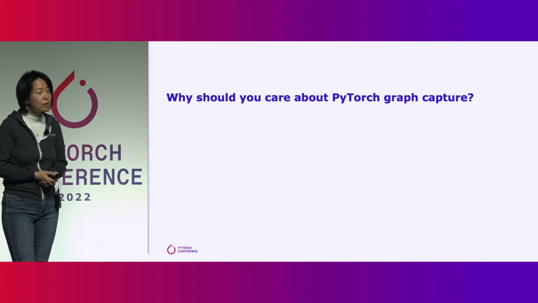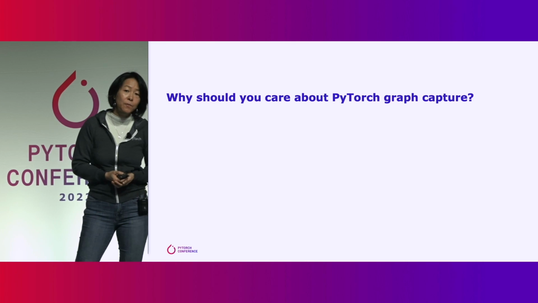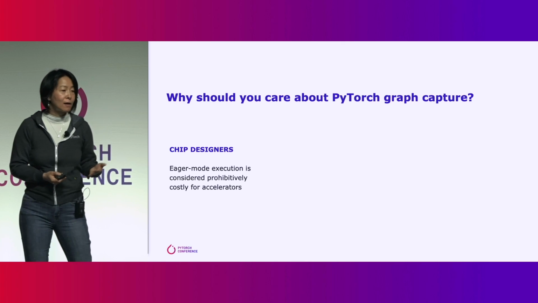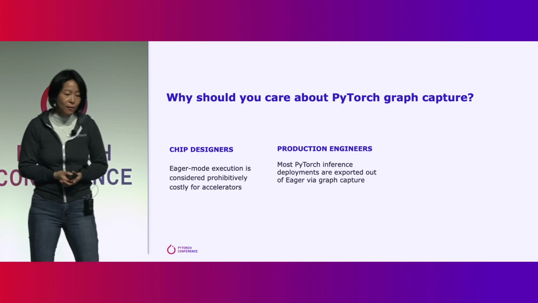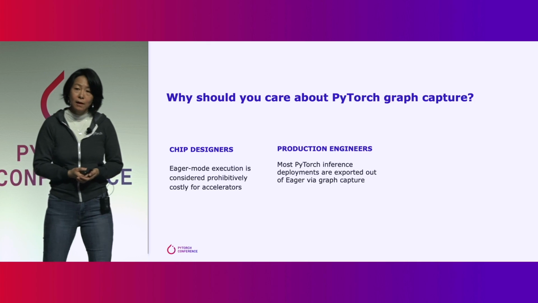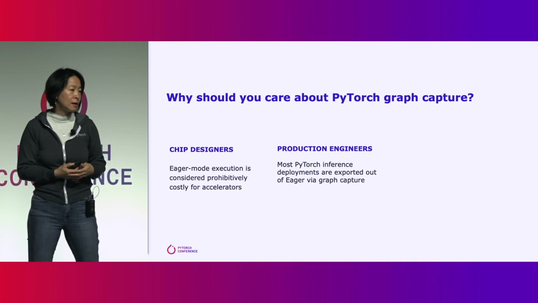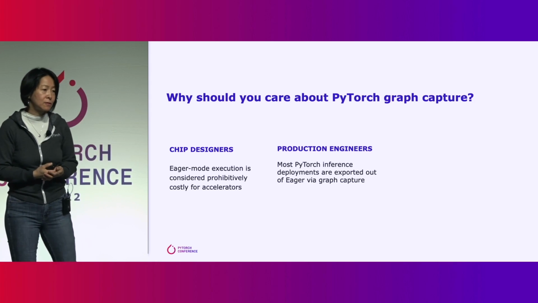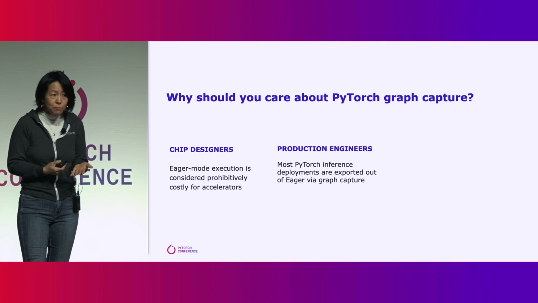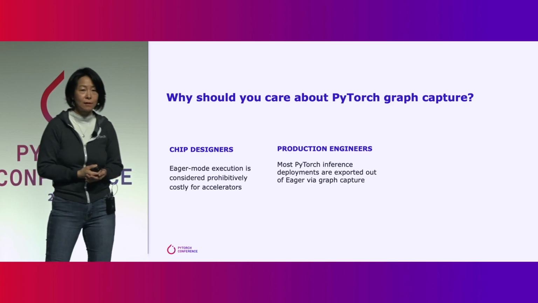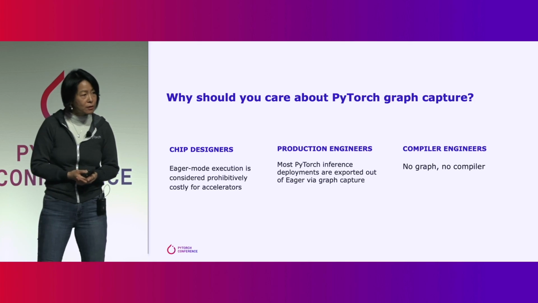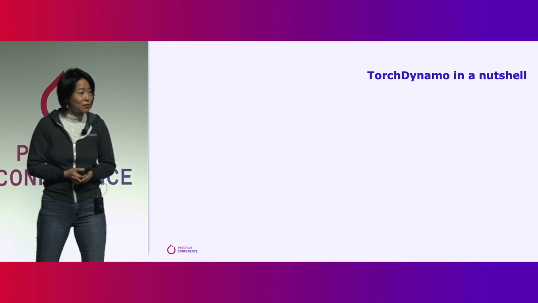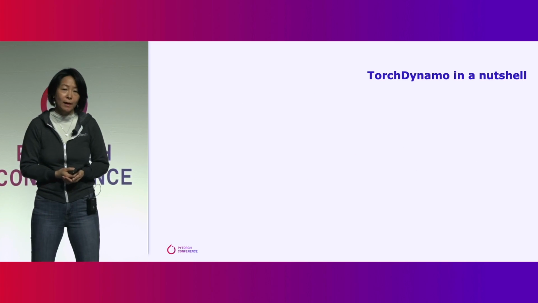So we all know that graph mode execution can be a lot more efficient than executing ops one at a time, especially if you are a machine learning accelerator designer or if you are a production engineer. Unfortunately, for an eager-first machine learning framework like PyTorch, it's actually non-trivial to get graphs reliably. So that's why we care about graph capture, because it's simple. If you don't have reliable graph capture, you don't have reliable compiler coverage. So let me introduce TorchDynamo, our first out-of-box graph capture.